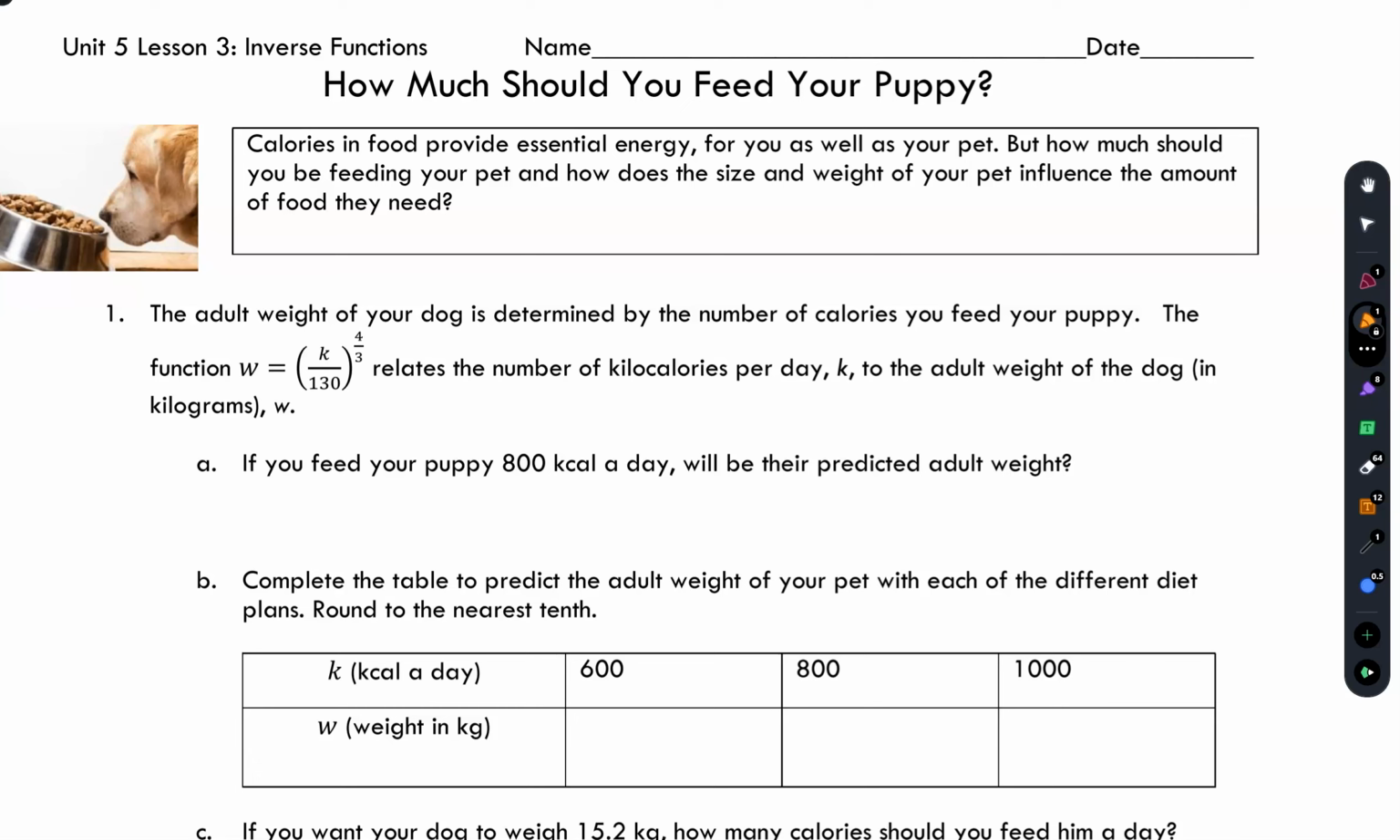compositions, and combining our functions, adding and subtracting. So today we're going to look at the thought process of inverse functions and how those work.